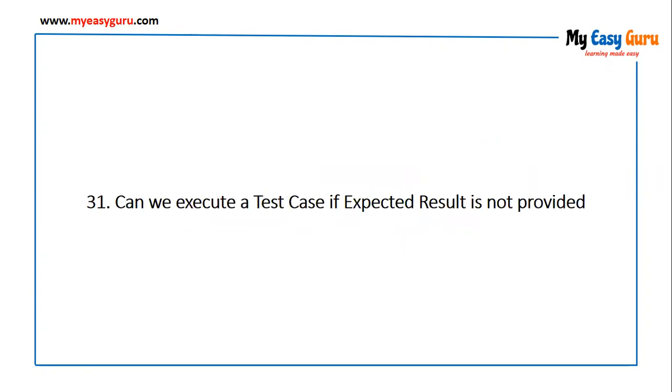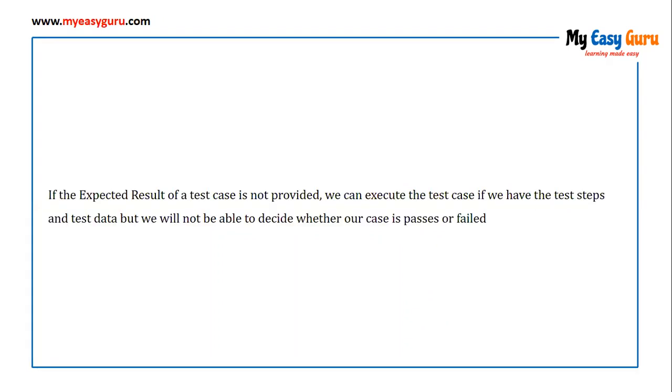The question is, can we execute a test case if the expected result is not provided? The answer is, if the expected result of a test case is not provided, we can execute the test case if we have the test steps and test data, but we will not be able to decide whether our test case has passed or failed.